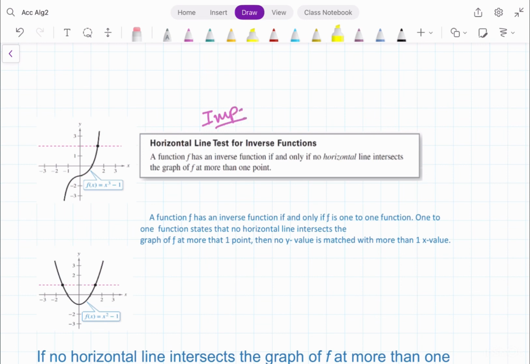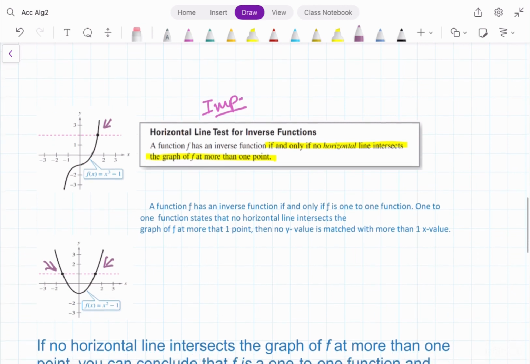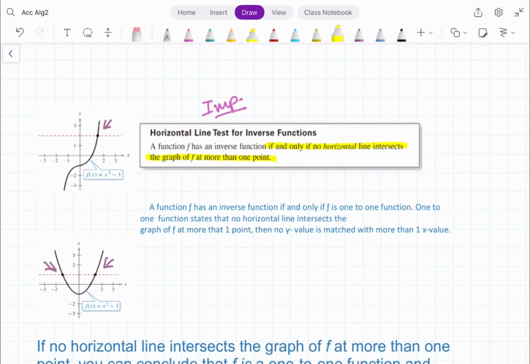In a horizontal line test, till now, for a function to be a valid function, we have done the vertical line test, right? Now the horizontal line test is a test that gives us the surety whether the functions are inverses or not. It says that if and only if no horizontal line intersects the graph at more than 1 point. So in the first function, that function is a cubic function, and the horizontal line touches the graph only at 1 point at one time.